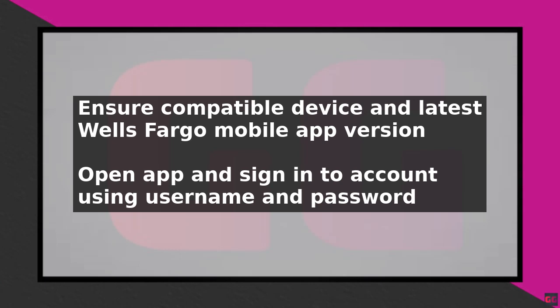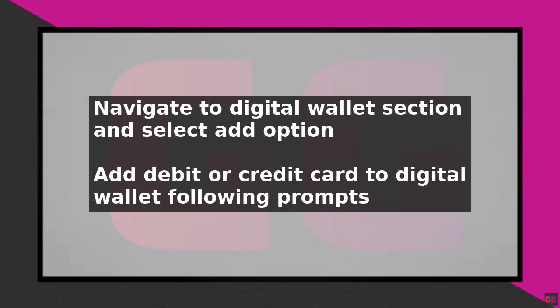Next, navigate to the digital wallet section within the app, which is usually found under the main menu or the account summary page. Here, you will see the option to add a digital wallet. Select this option and follow the prompts to add your debit or credit card to the digital wallet.